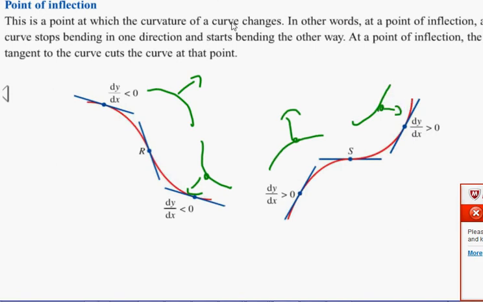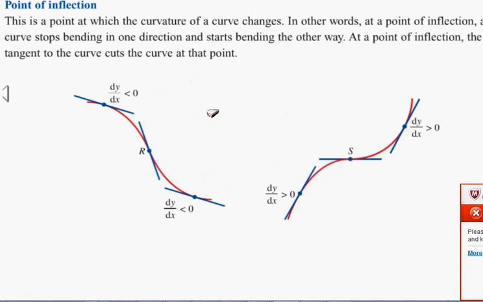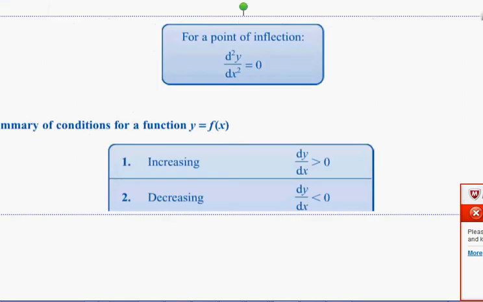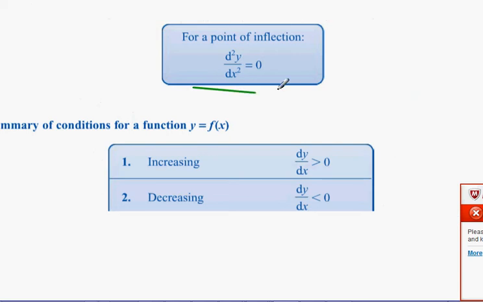Notice that the curve never stops. In the first one, the curve is continually decreasing, but in the second one the curve is continually increasing. So it's just a change of the curvature as opposed to anything else. Once again, we'll get to know this once we do a couple of diagrams. Long story short, point of inflection: second derivative equals 0.